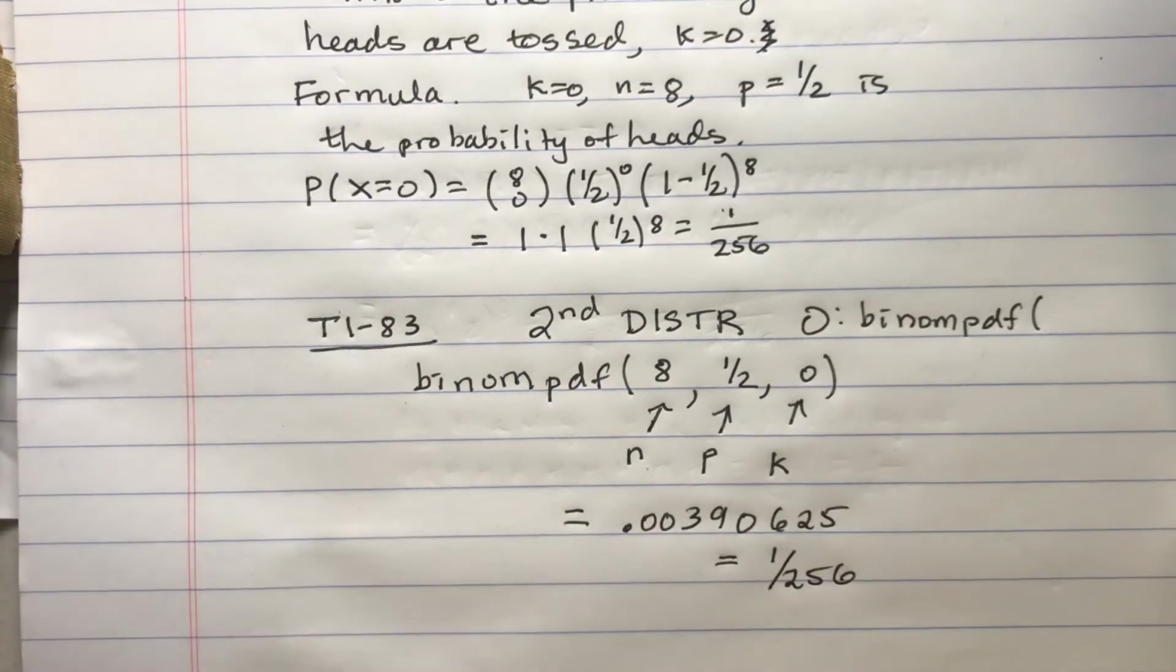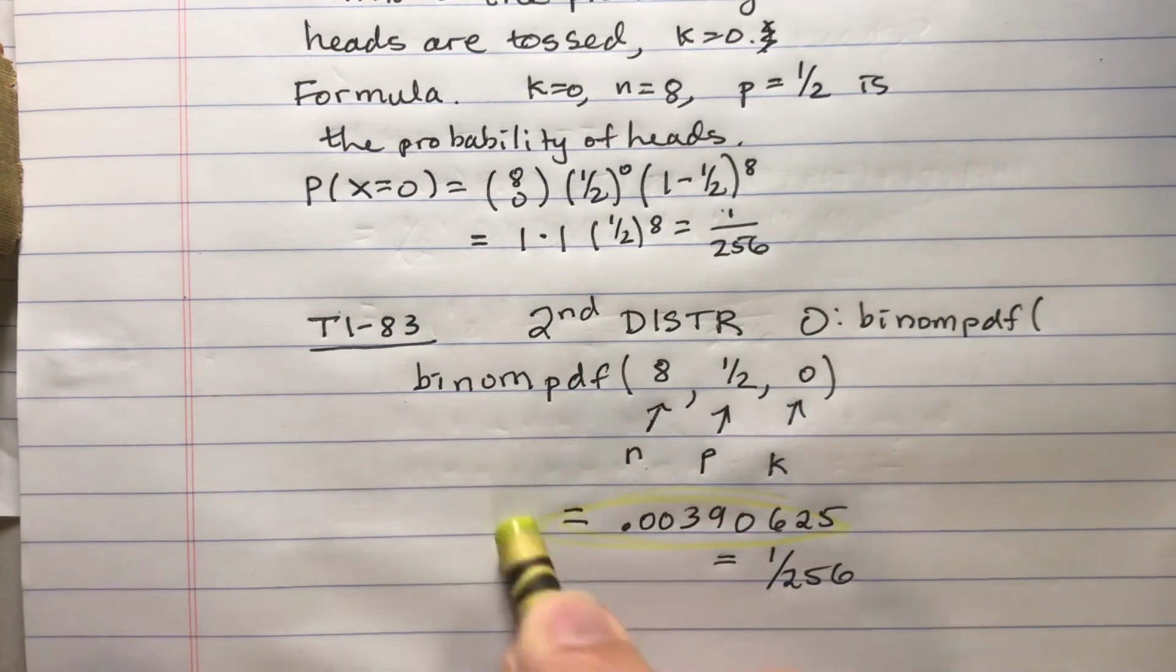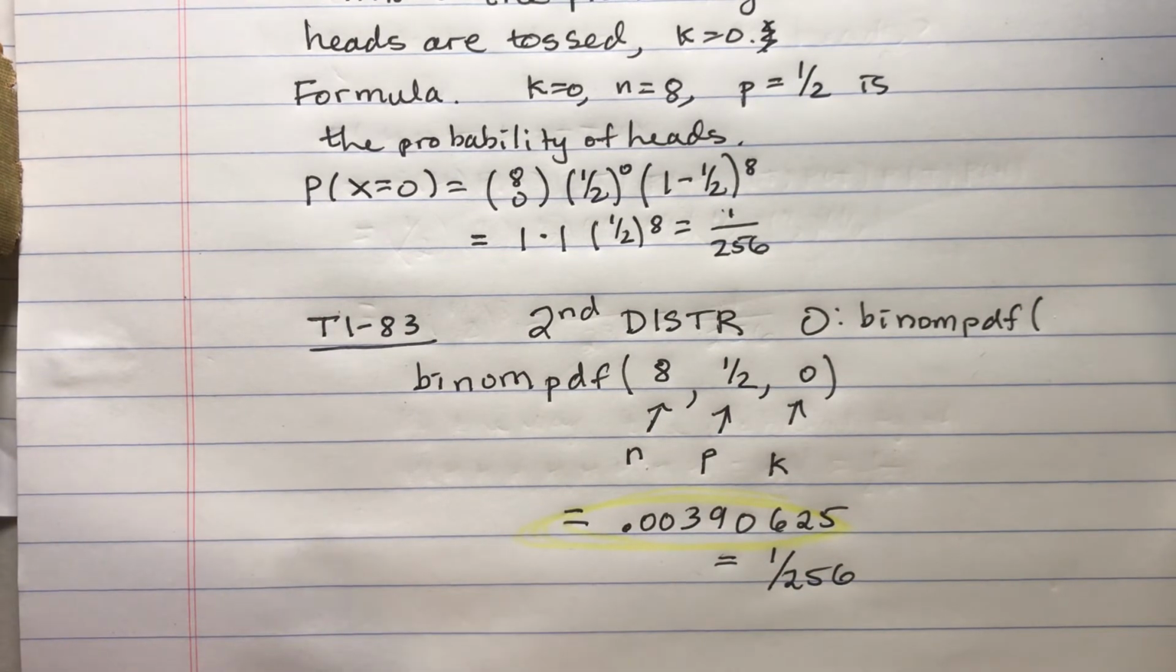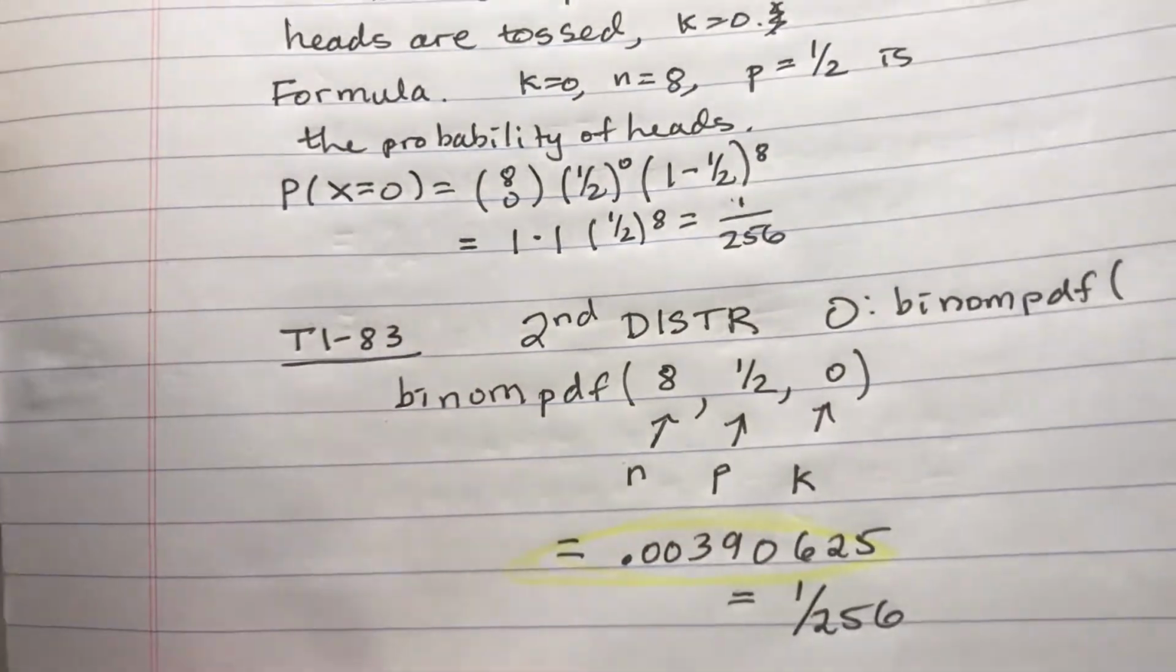But you're fully welcome to put in the decimal answer. No reason to make it into a fraction. Okay, let's just do one more and then maybe move on to the second video. Let's look at the probability that x is equal to 1.